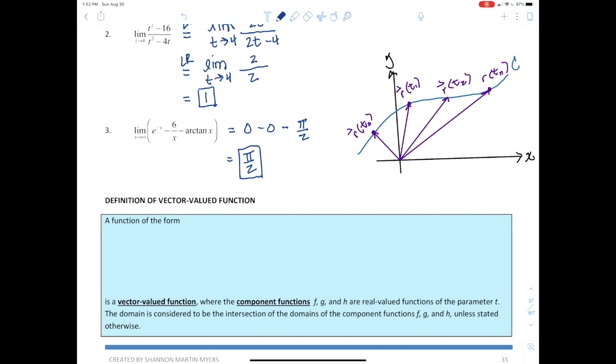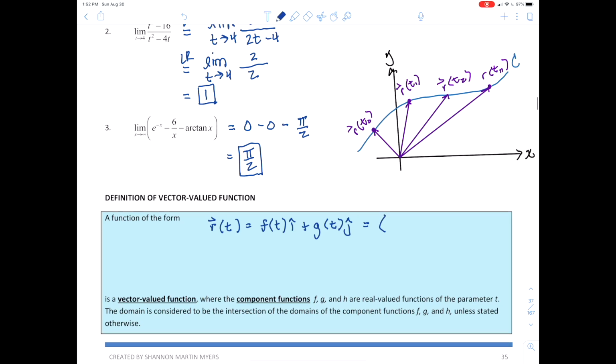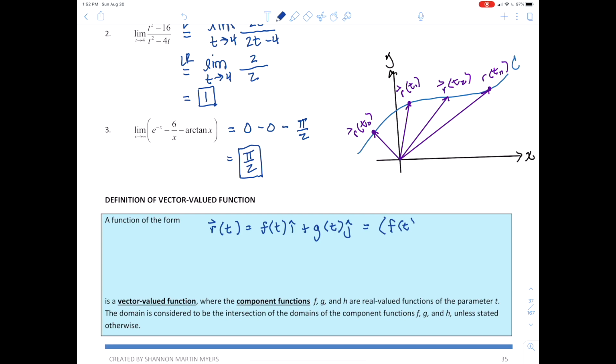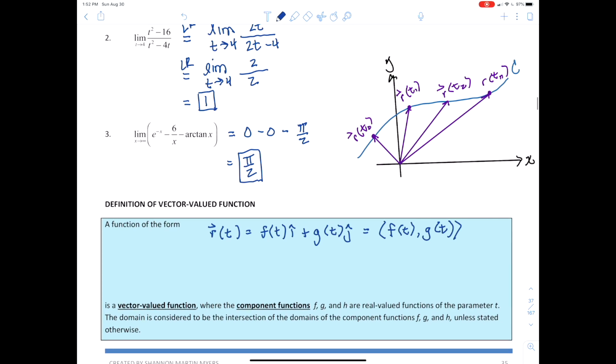A function of the form r at t equal to f at t times i plus g at t times j. This is in component form. This would be equivalent to f at t, comma, g at t, and this is defined for the plane.